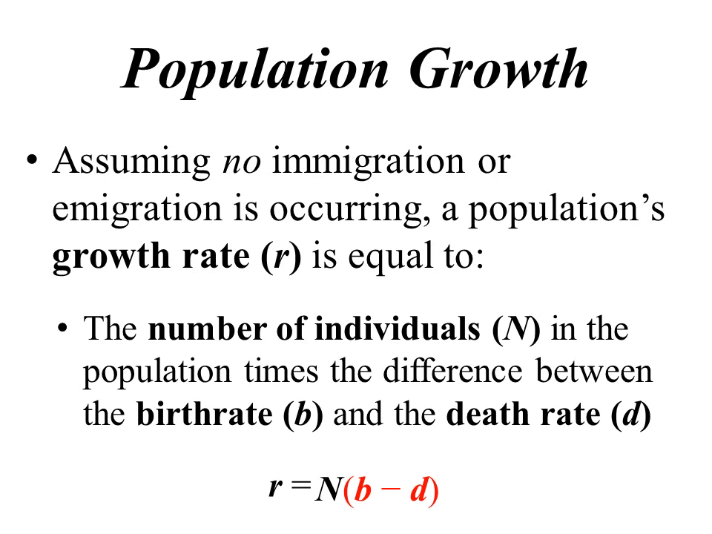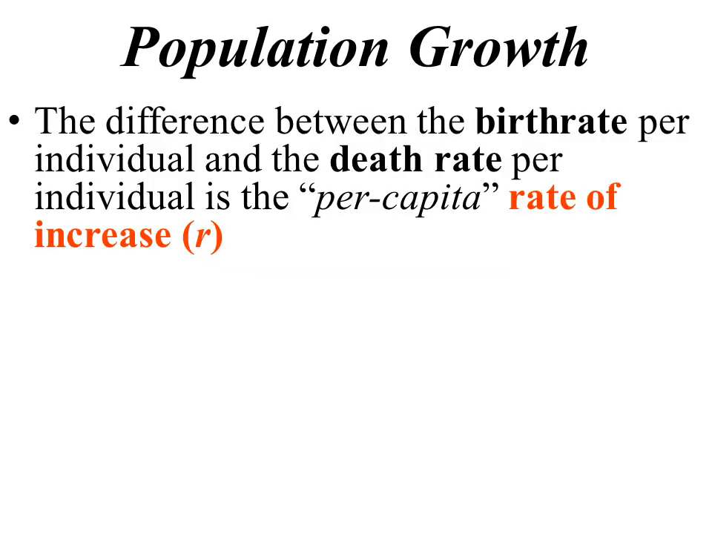It's the number of individuals. So if there's 1,000 individuals, if there's 100 individuals, it matters because it's multiplied by the birth rate minus the death rate. So the difference between the birth rate per individual and the death rate per individual. Think of it as the likelihood to have a child within the next year, the likelihood for you to die in the next year. Generally, these are seen as annual rates of increase.